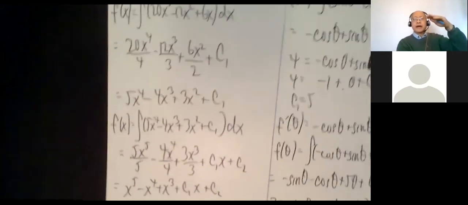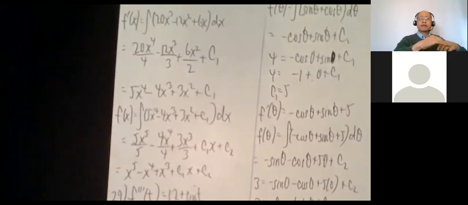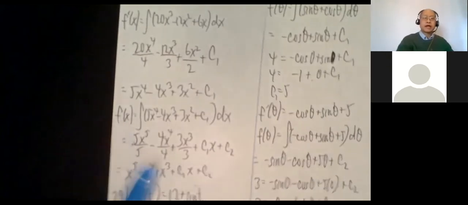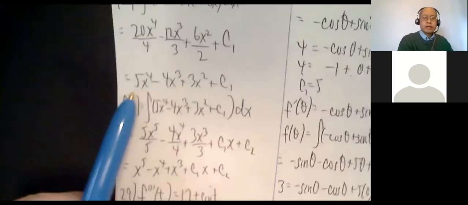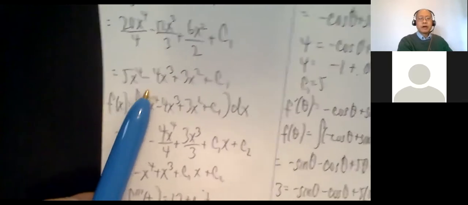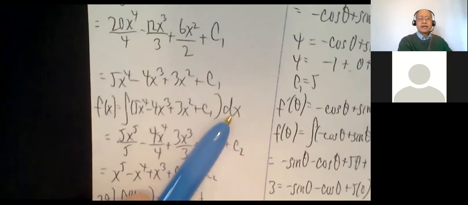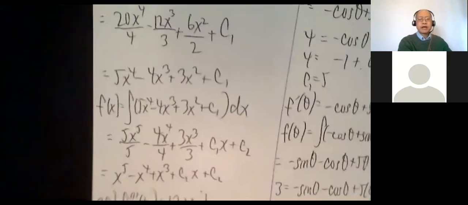All right, so I've gone up the elevator, so to speak. I was at the second derivative level. I'm now at the f prime level. So I anti-differentiate, integrate one more time, and then I'm back at the f level. So I integrate this thing: 5x to the fourth minus 4x cubed plus 3x squared plus C1. I integrate that dx, integrate with respect to x.